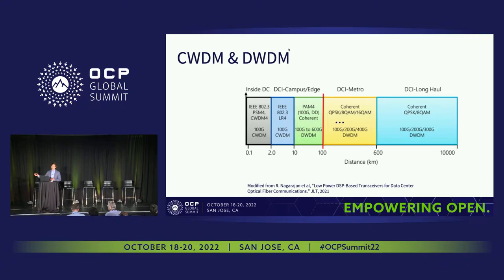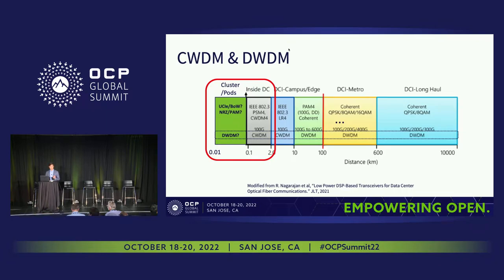This is from a tutorial paper by Rada, which shows various flavors of interconnects used at different distances in the data center and also outside the data center. I'd like to restrict my focus to less than 2 kilometers, so inside of the data center, and I'll be focusing on the choice of the wavelength grid.